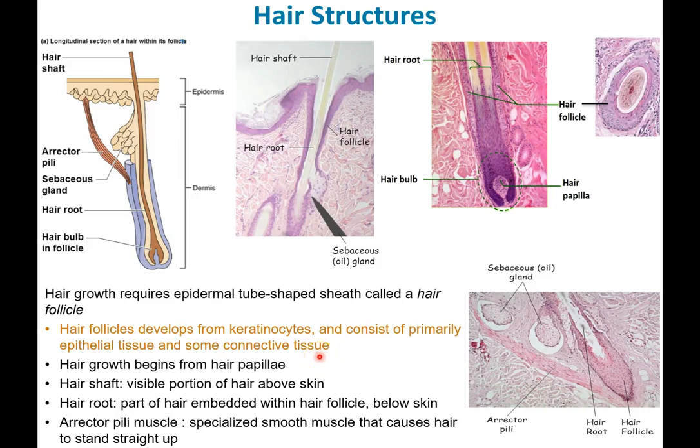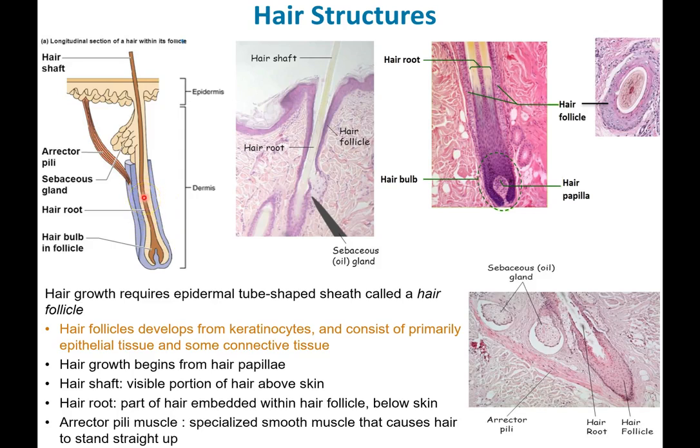The portion of the hair that is visible will be located above the skin, and this is termed the hair shaft. Now, the portion of the hair that is not visible will be located below the skin, and this is termed the hair root. Hair follicles only surround the hair root, but not the hair shaft.